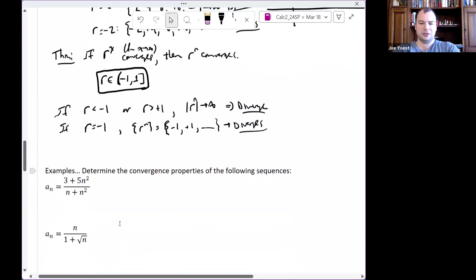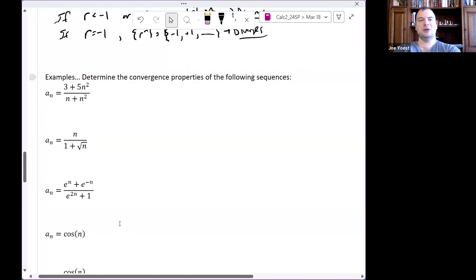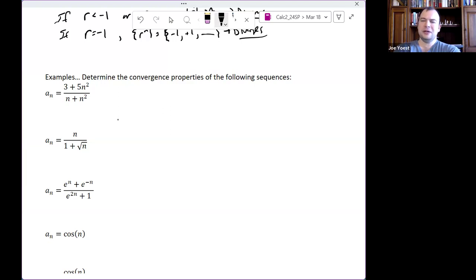All right, let's work through some examples and go through each of these sequences and determine whether they converge or diverge. So here I have a_n equals (3 plus 5n squared) over (n plus n squared). Looking at this, as n gets large, the numerator goes to infinity, but so does the denominator. It's a little hard to tell what's going to happen here.